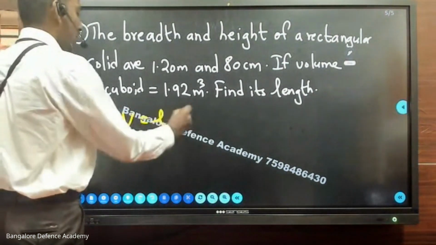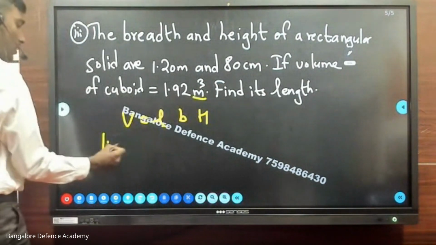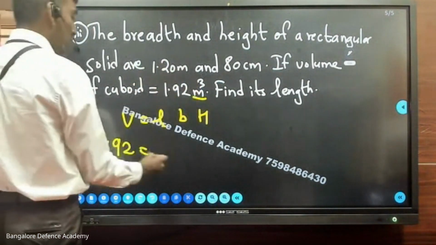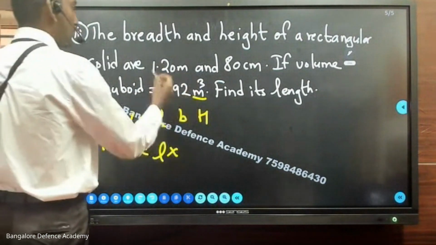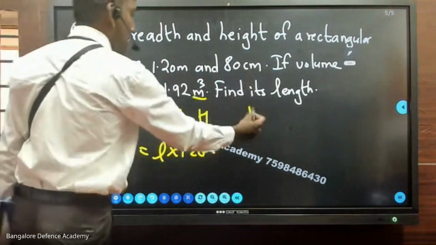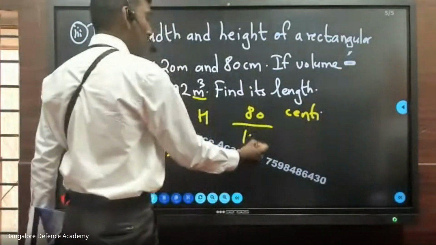वॉल्यूम फॉर्मूला है लेंथ इनटू ब्रेड्थ इनटू हाइट. वॉल्यूम मुझे किस में दिया है? मीटर क्यूब. सो 1.92. लेंथ मुझे ढूंढना है. ब्रेड्थ कितना है? 1.20 मीटर. हाइट कितना है? 80 सेंटीमीटर. What I told you, 70 means what? Divide by 100.